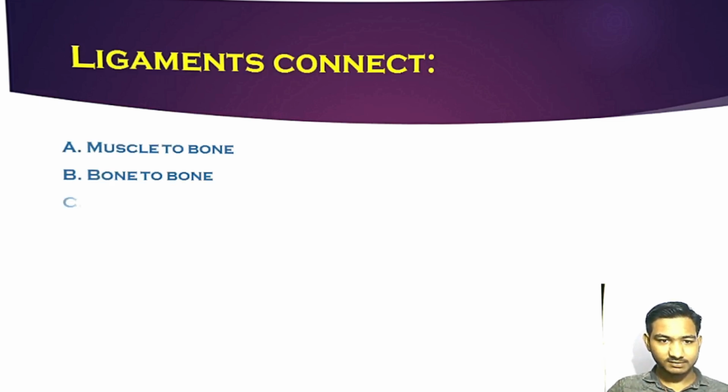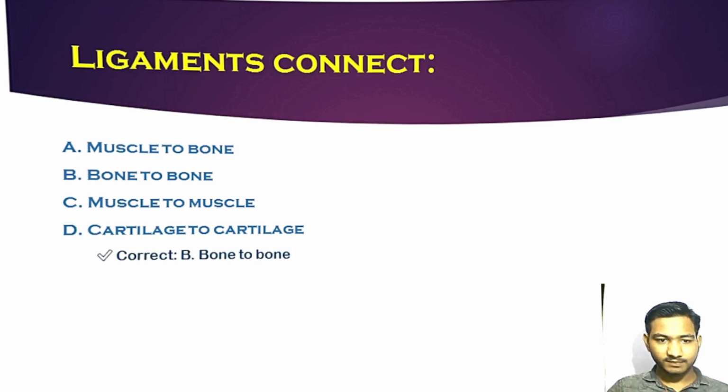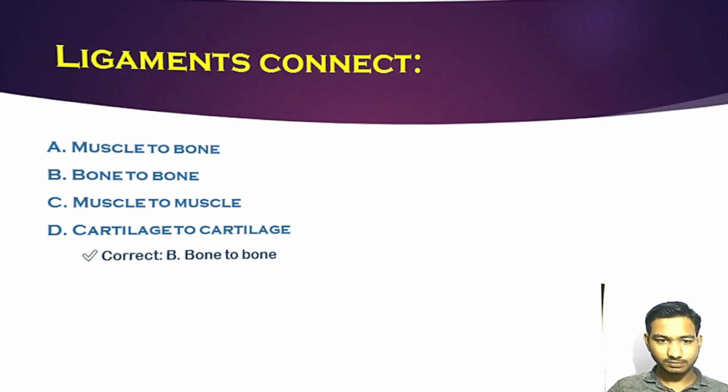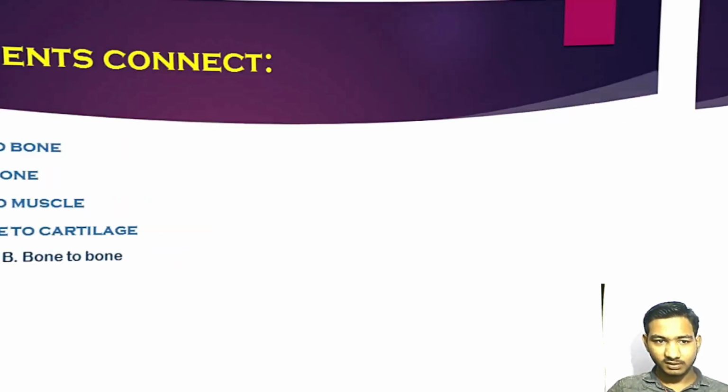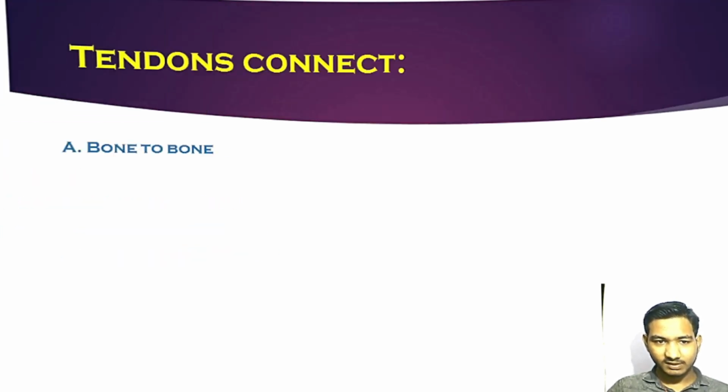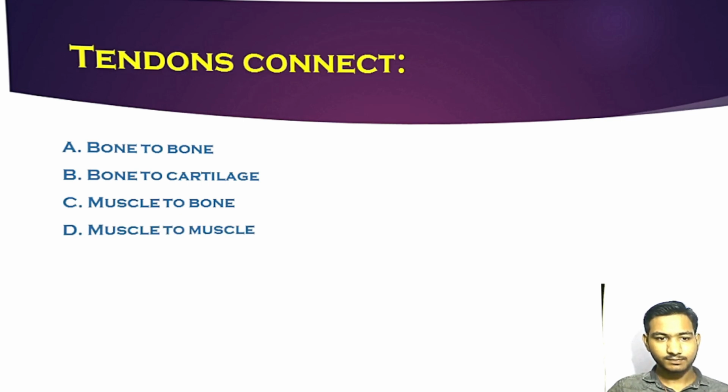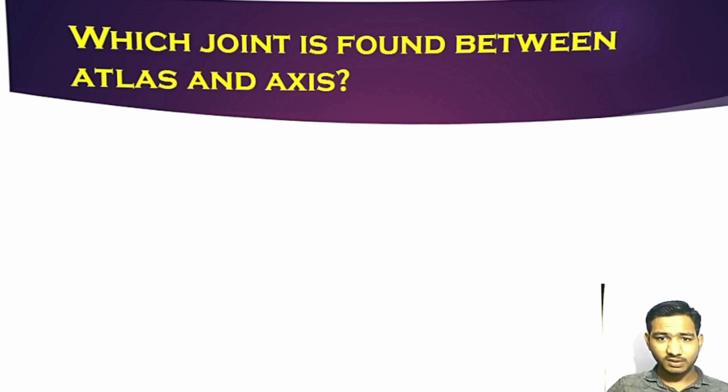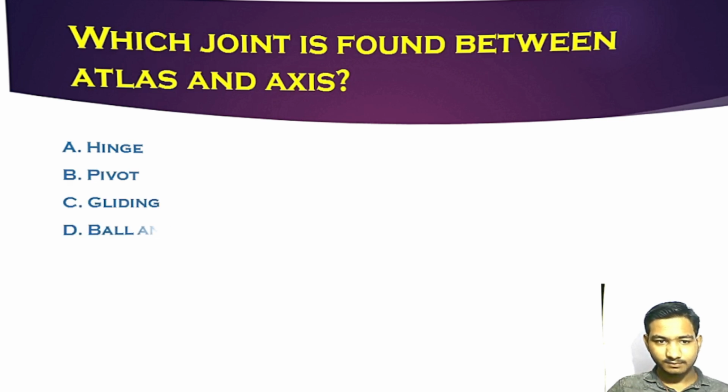Ligaments connect bone to bone. Tendons connect muscle to bone. Which joint is found between atlas and axis? Pivot joint.